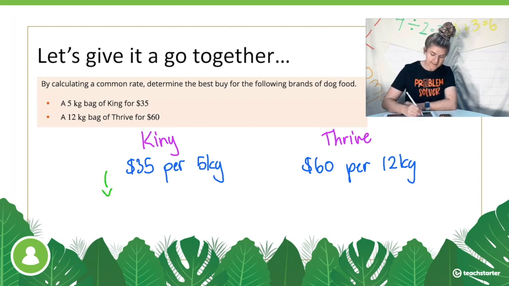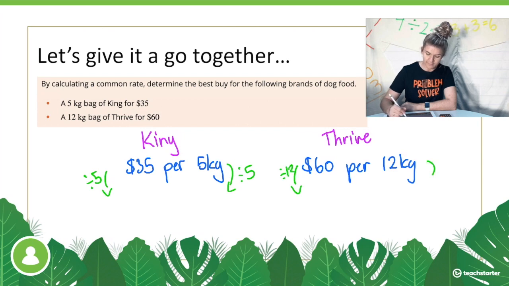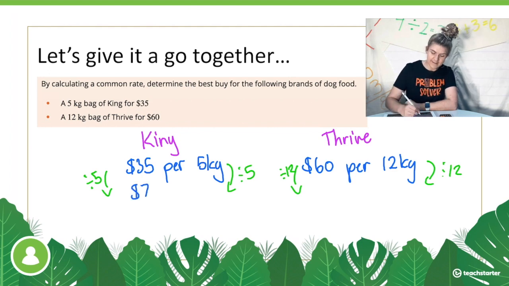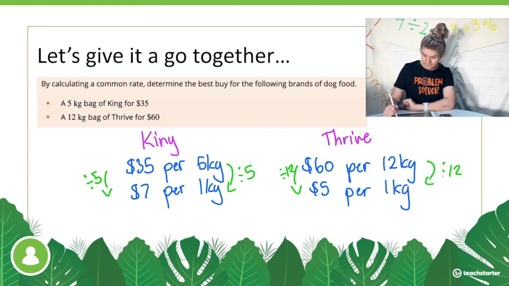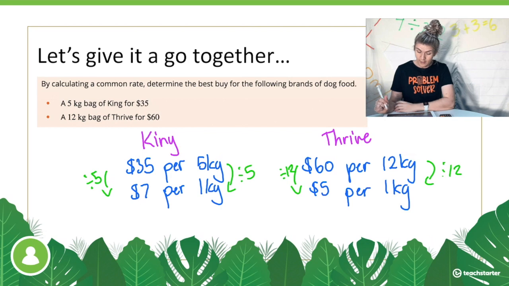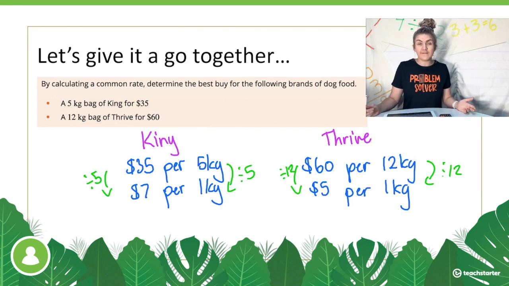All right, for this side, I am dividing by 5 because I'm trying to get it down to 1 kilogram. And on Thrive, I'm dividing by 12 because again, I need it to be 1 kilogram. So 35 divided by 5 is 7. So this is $7 per 1 kilogram. And 60 divided by 12 is 5. $5 per 1 kilogram. All right, so immediately I can see that Thrive is better value.